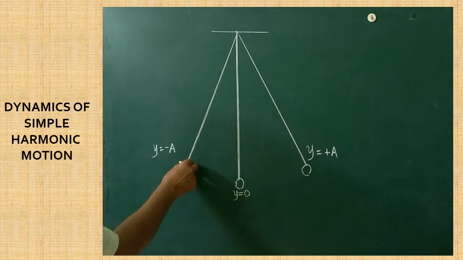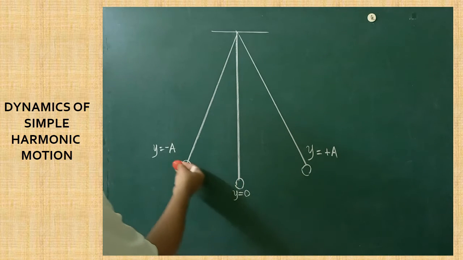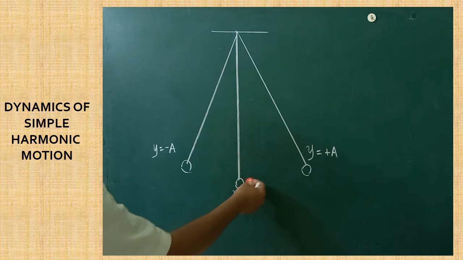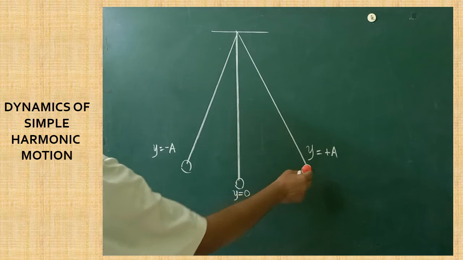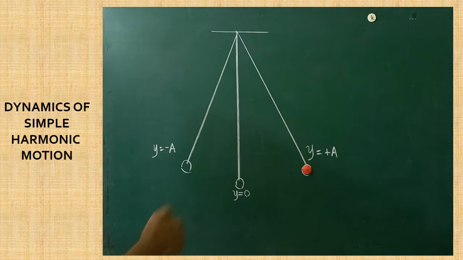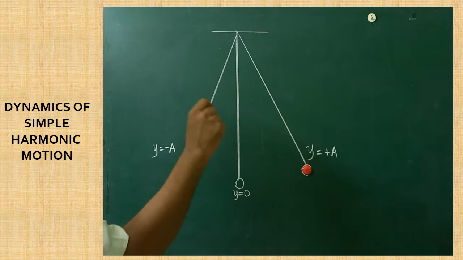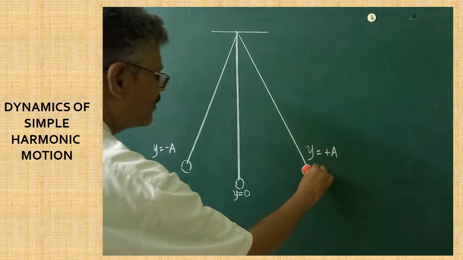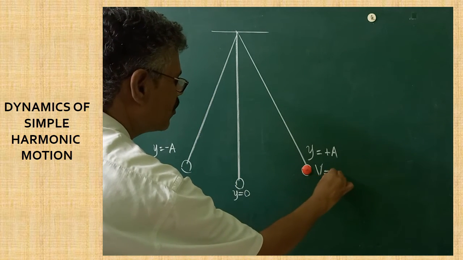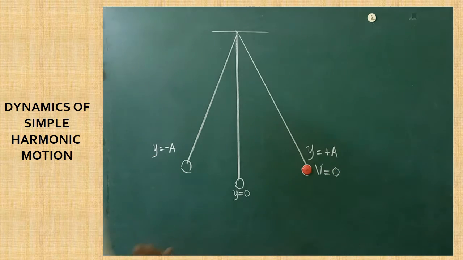Now we'll concentrate on the velocity. Let us imagine the pendulum moves here and there. Let us imagine the pendulum is at the right extreme. What would be the velocity there? Momentarily it will take rest. Therefore, the velocity value will become 0.